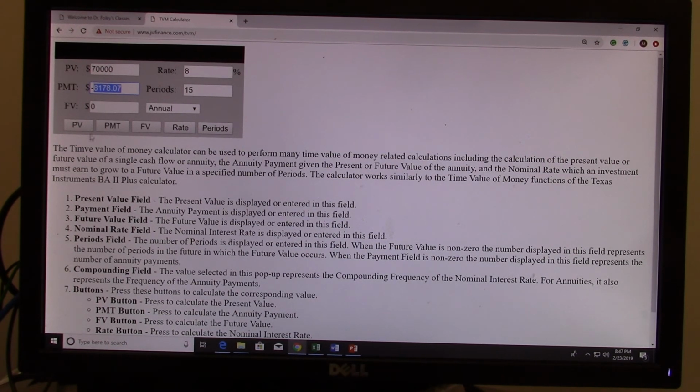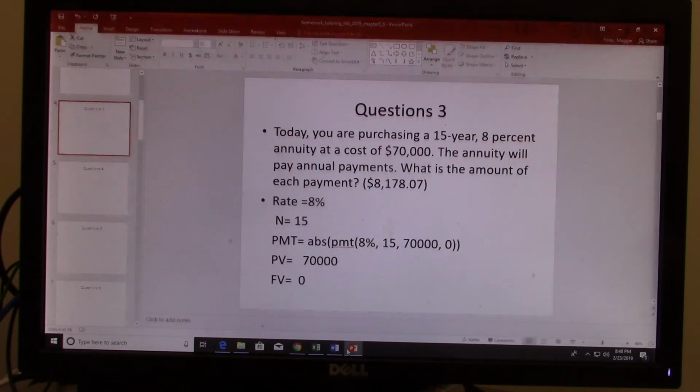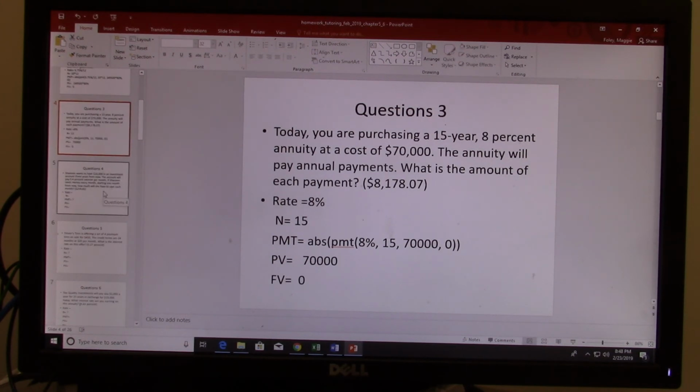If you don't know PMT, you click on PMT. If you don't know PV, for example, you click on PV here. Or, for example, you don't know the rate, you click on the rate. So this is about this question. This is question number 3. Let's just stop here for the first video, and we'll continue with the rest of the questions of this homework.